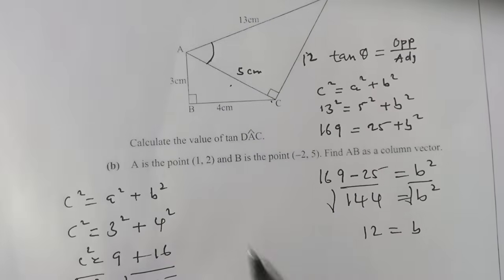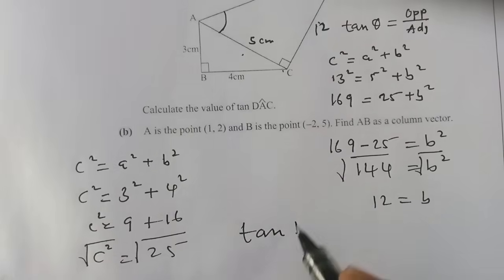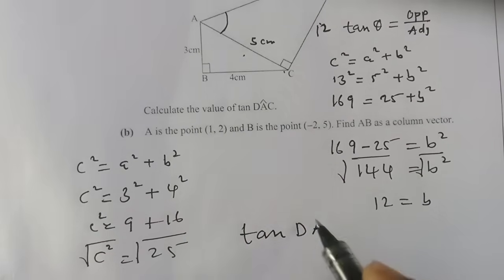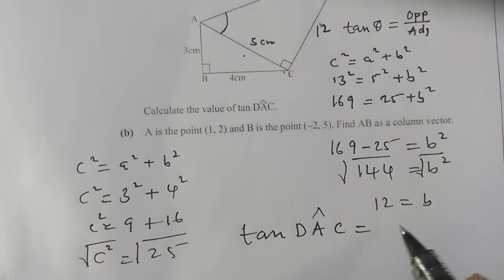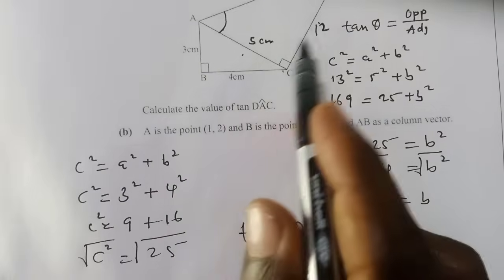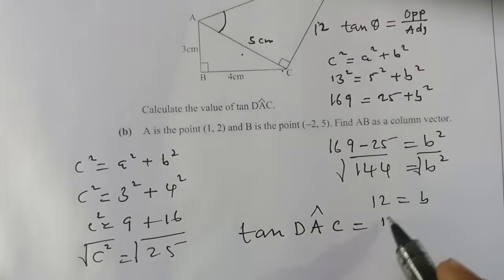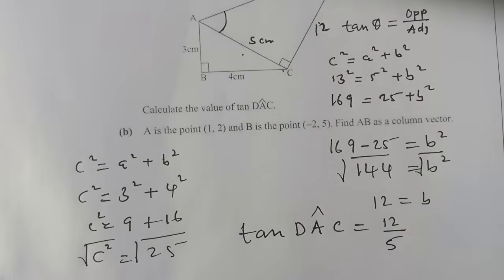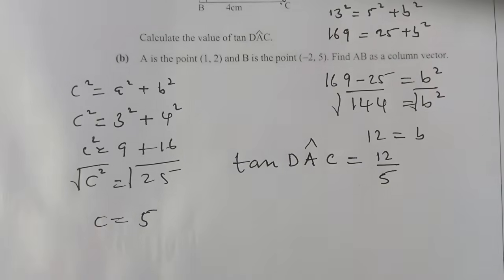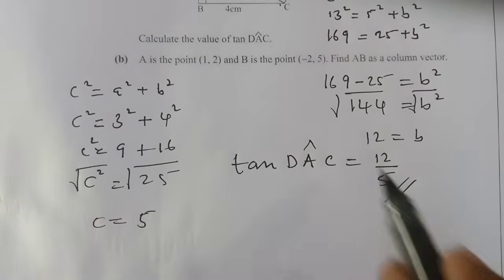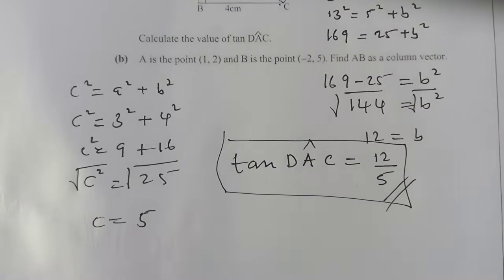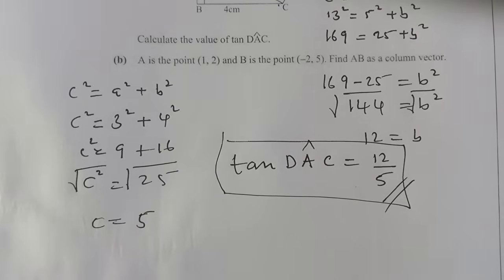So now we can say tan DAC is equal to opposite. What's the opposite of this? It's 12 over adjacent, which is 5. So you can say 12 over 5 right here. This is our answer. Okay, we go to the question 2.